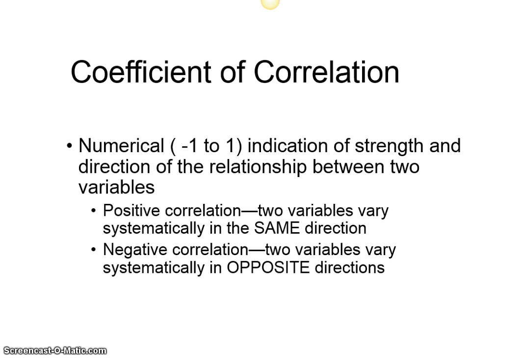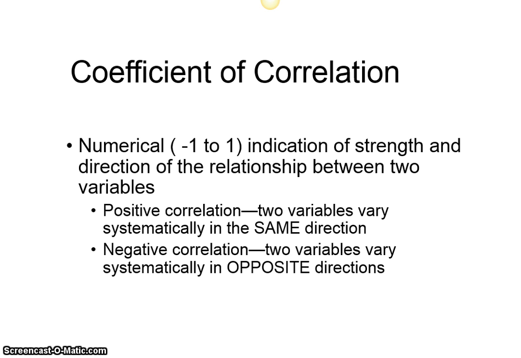Let's look at negative correlation. So when you see a negative sign in front of the number, that means two variables change in opposite directions. Here's an example of a negative correlation. Partying is negatively correlated with grades. So as partying increases, grades go down.